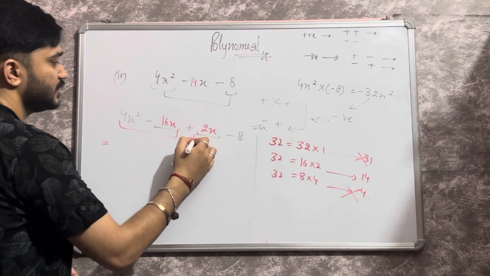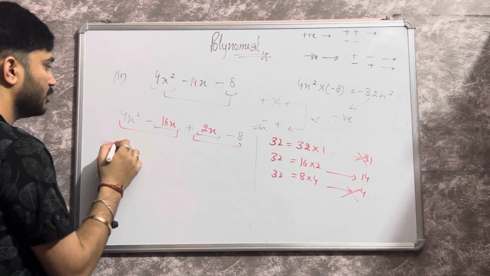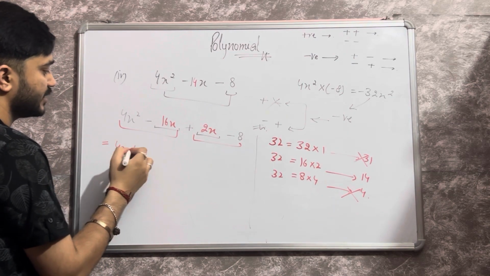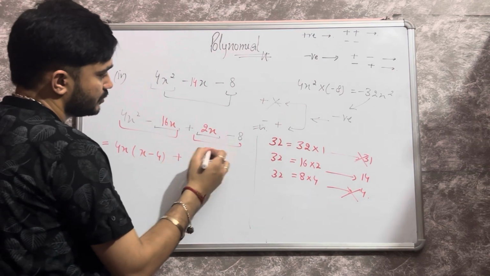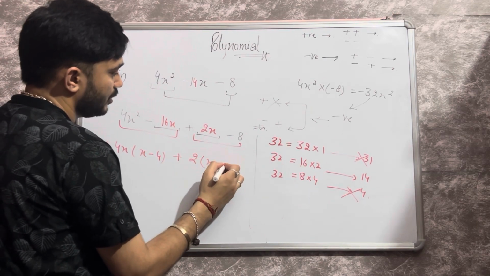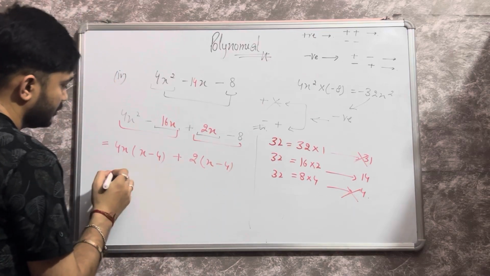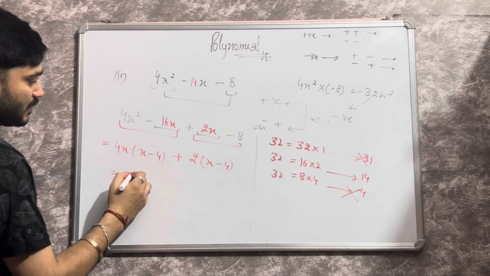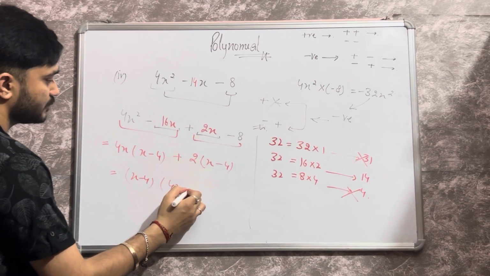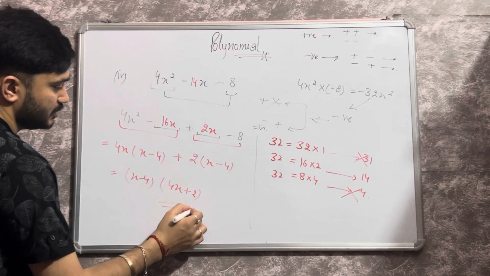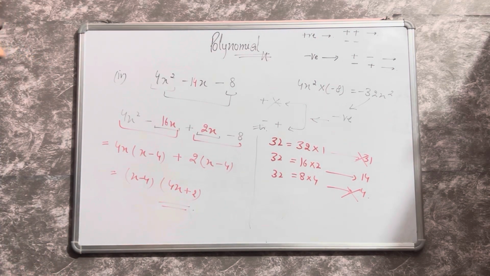Pair the first two terms and the last two terms. Take the common from this. You will get 4x as common and left with 4x minus 4, plus 2 is common here and you are being left with x minus 4. So x minus 4 is common here and you are being left with 4x plus 2. This is the final answer. Any doubt?